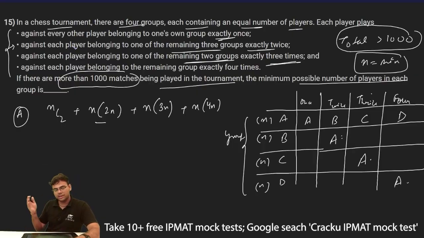So B with A, C with A and D with A, I have to ignore because they are already counted. Otherwise, if we count them, we are counting those number of matches again. We are counting those number of matches twice. Now let's say with B.